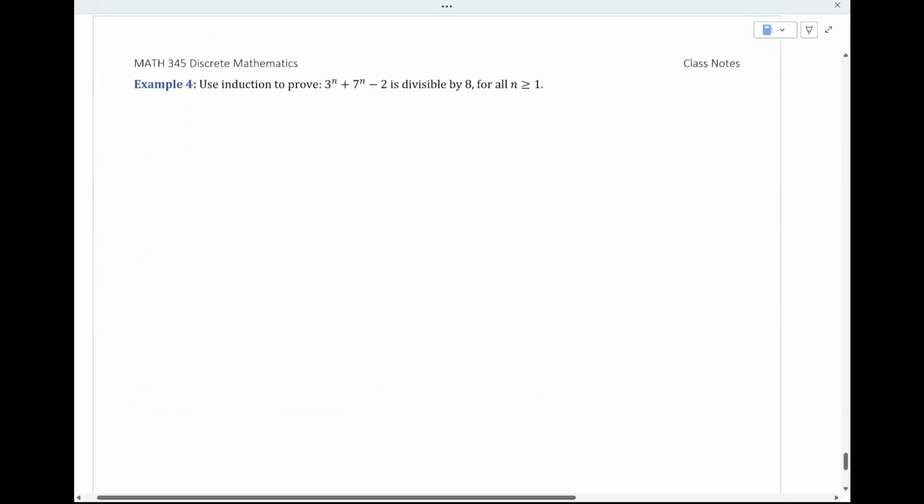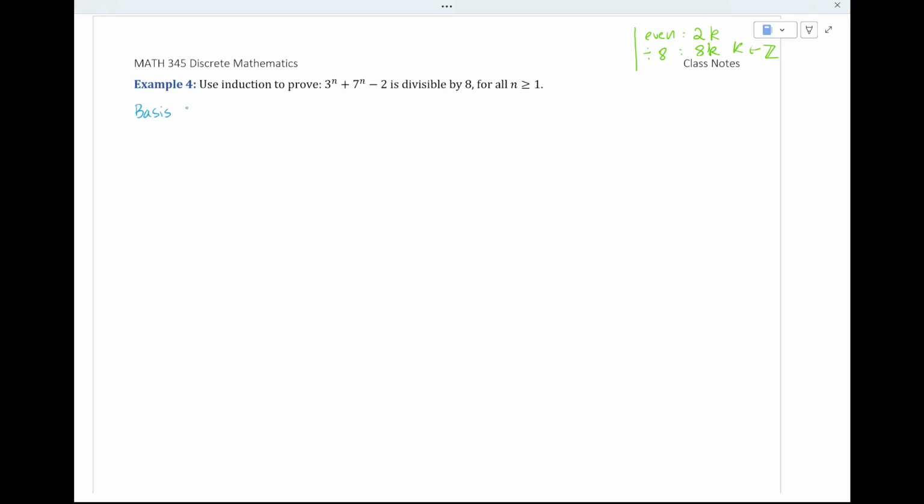Example 4. Use induction to prove that 3 to the nth power plus 7 to the nth power minus 2 is divisible by 8 for all n greater than or equal to 1. Maybe an aside: for something to be an even number, that means it's divisible by 2, so we could write it as 2k. For something to be divisible by 8, that means we could write it as 8k, 8 times some integer, where k is an integer. So that's what we're going to be looking for in this one: can we write whatever we're looking at as 8 times something else? Keep that in mind as we start this proof.